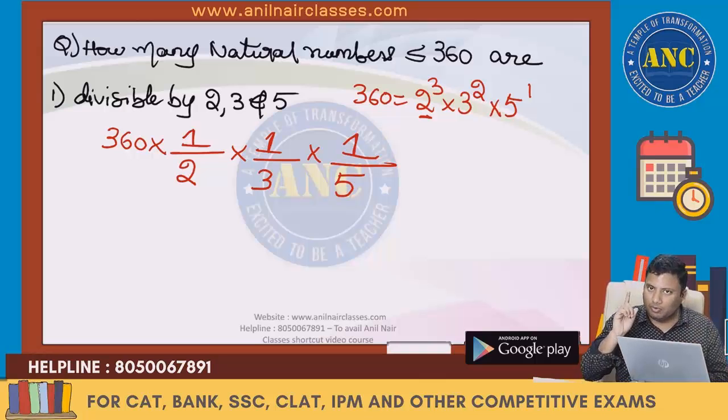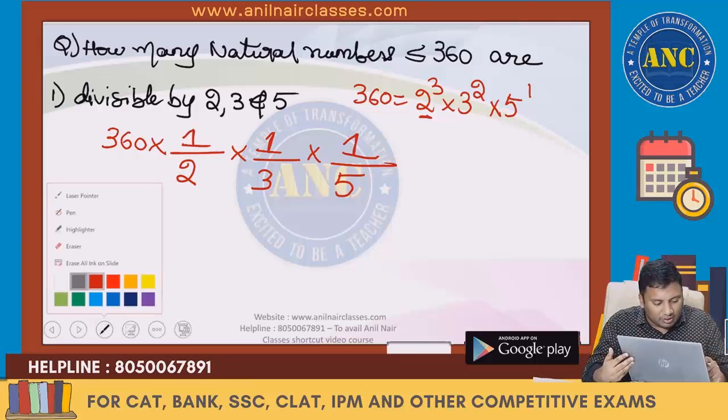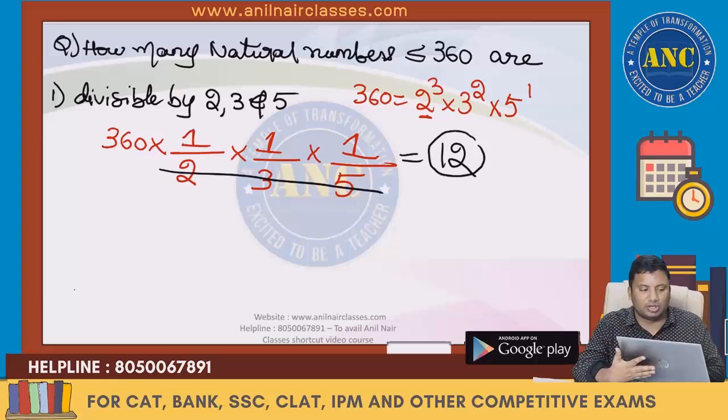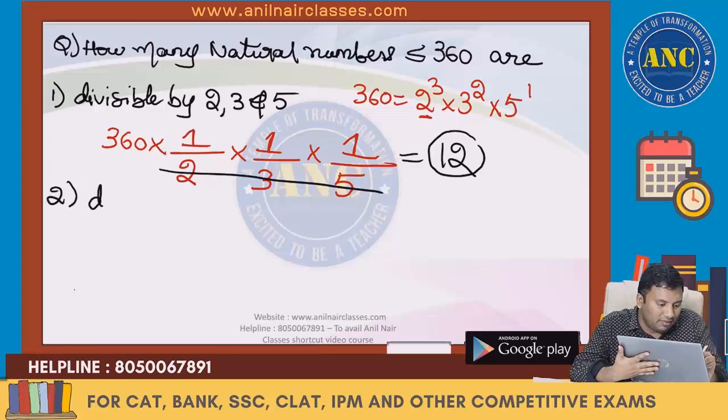For every 2, one number is divisible. For every 3, one number is divisible. For every 5, one number is divisible. 6 5s are 30. 360 goes 12 times in 30. So the answer to the first one is 12. Second question, divisible by 2.